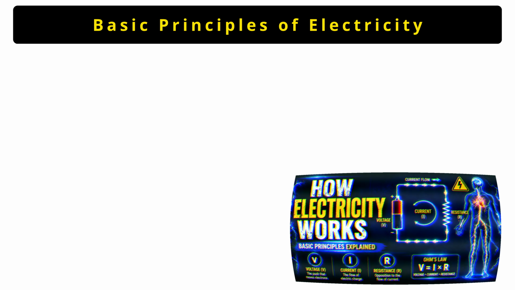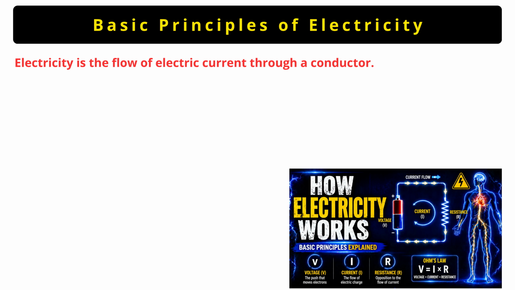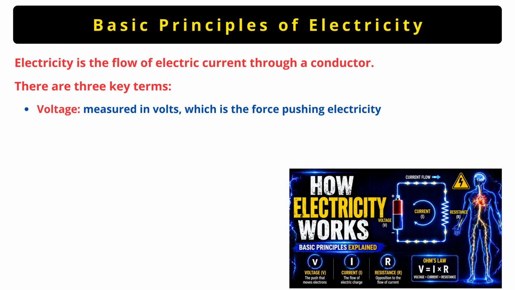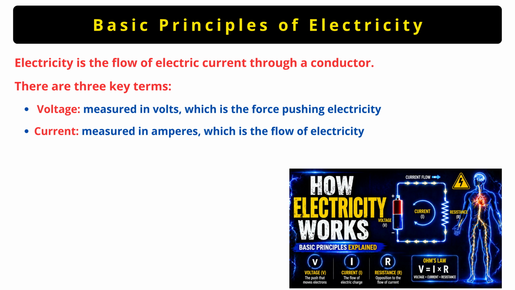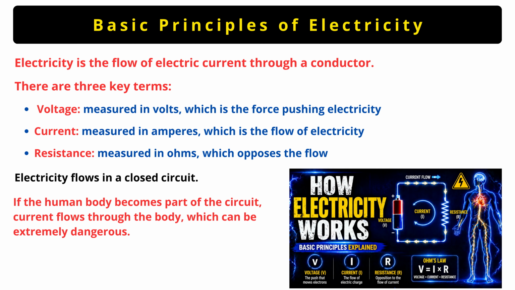To understand electrical safety, we must first understand the basics. Electricity is the flow of electric current through a conductor. There are three key terms. The first one is voltage, which is measured in volts, and is the force pushing electricity. The second is current, which is measured in amperes, and is the flow of electricity. And third is resistance, measured in ohms, which opposes the flow. Electricity flows in a closed circuit. If the human body becomes part of the circuit, current flows through the body, which can be extremely dangerous.